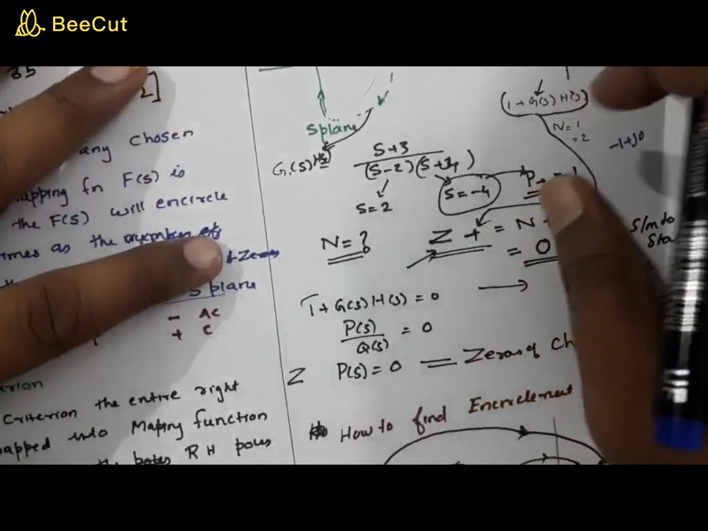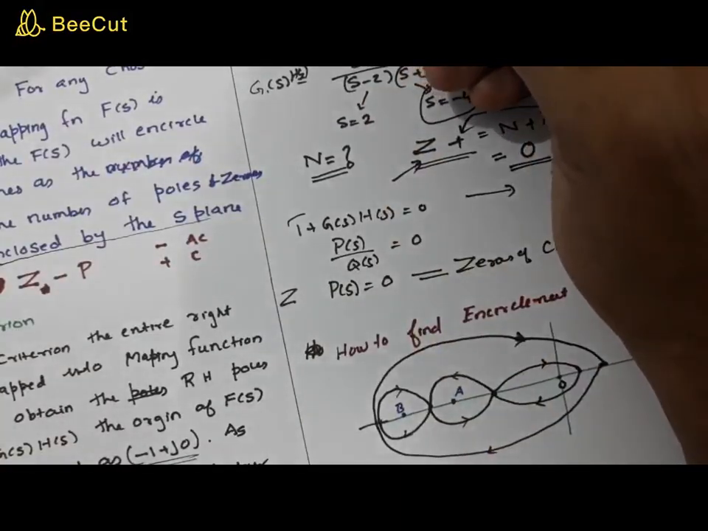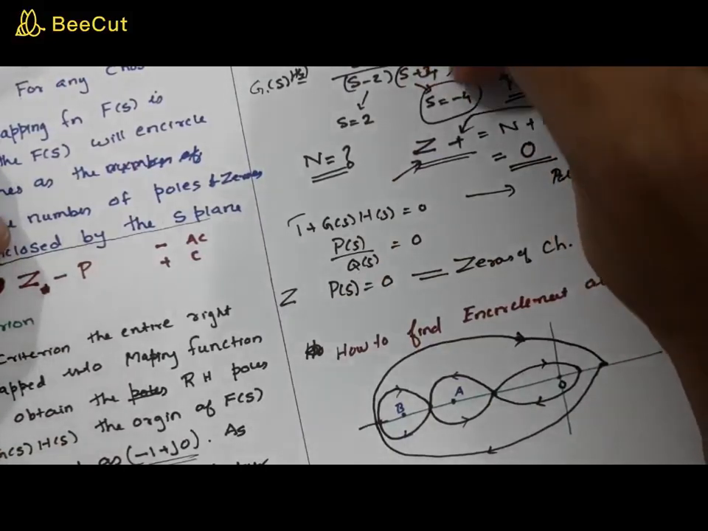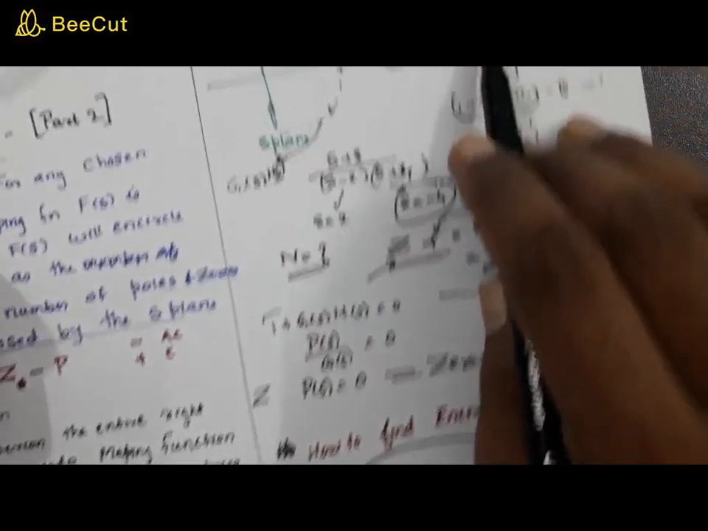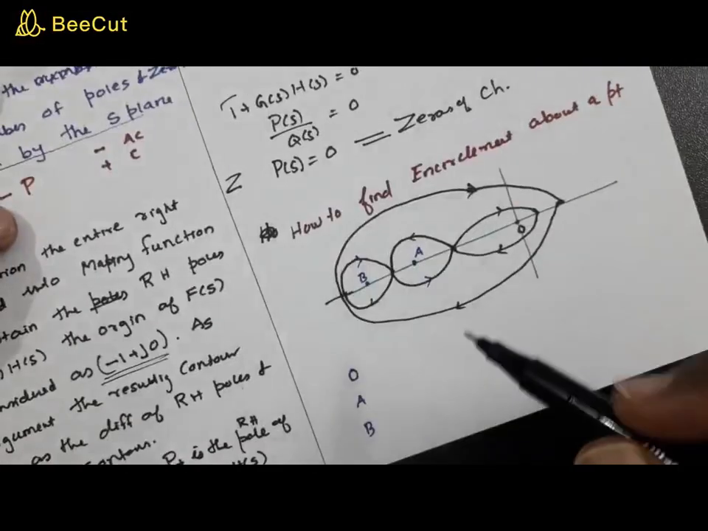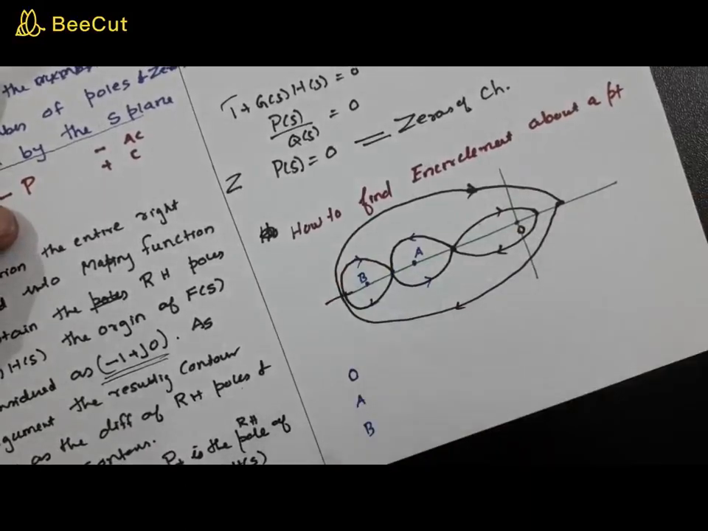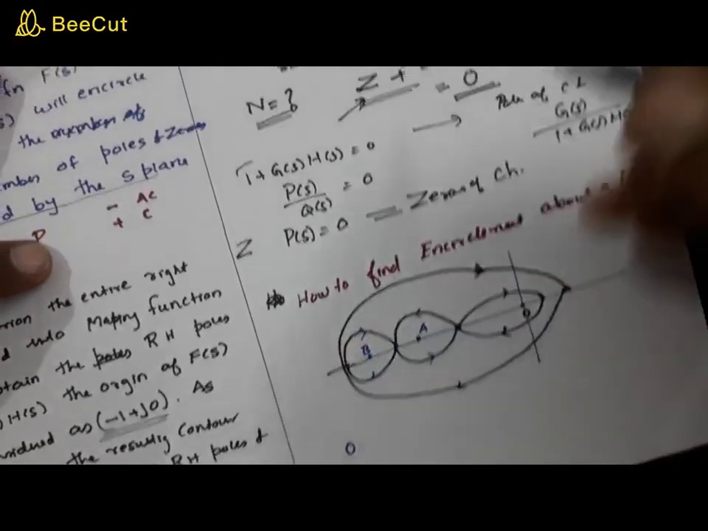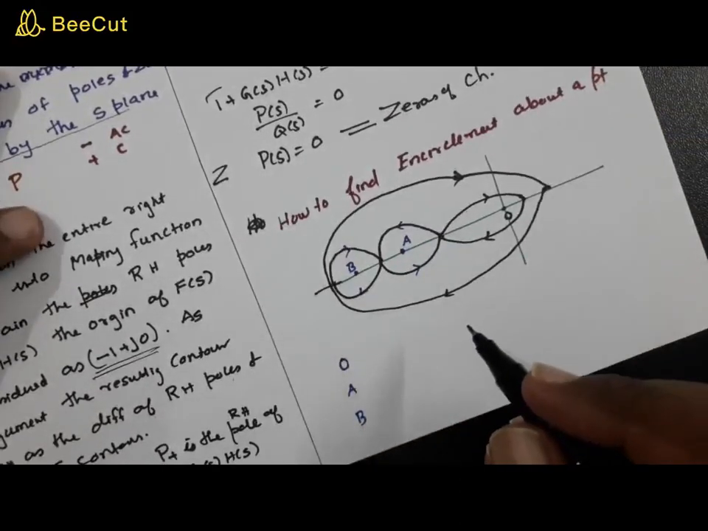That I will explain when we do a problem, how to map or how to get the mapping of this entire S-plane to GS, HS or whatever it is. So imagine that you got a plane like this. How to calculate n? That's the primary thing that you require after getting the plot. So that you should understand very well.